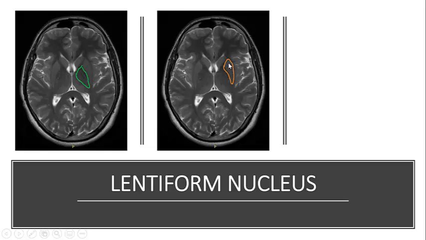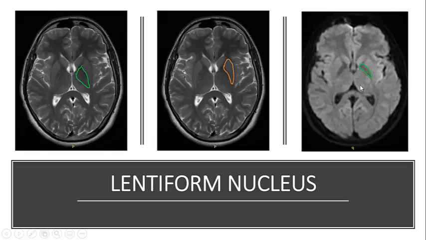Note that the signal of the putamen is like the signal of the caudate and gray matter. However, the signal of the globus pallidus is much lower, and this is owing to deposition of iron in the globus pallidus, reducing its signal intensity on T2. You can also appreciate these changes in sequences that are sensitive to the paramagnetic effect of iron, like here in the diffusion weighted image. You can discriminate the globus pallidus, which is low signal here, from the putamen, which is outside.